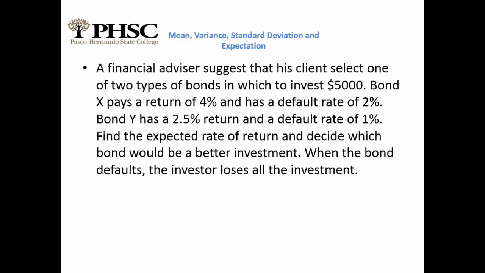So here's another example. A financial advisor suggests that his client select one of 2 types of bonds in which to invest $5,000. Bond X pays a return of 4%, with a default rate of 2%. Bond Y has a return of 2.5%, with a default rate of 1%. So we're going to find the expected rate of return and decide which bond will be a better investment. When the bond defaults, the investor loses all of the investment.